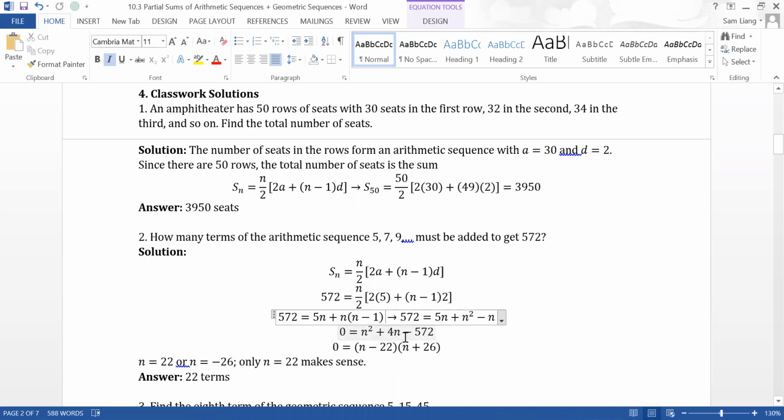And for that, feel free to use a graphing calculator to see where the x-intercepts are, right, to solve for 0. But yeah, this would factor to these two terms, which would yield n equals 22 or n equals negative 26, right? But in this case, only n equals 22 makes sense, since there should only be one answer to get 572. A negative number of terms wouldn't make sense. Okay. Anyhow, the answer is going to be 22 terms for your final answer.